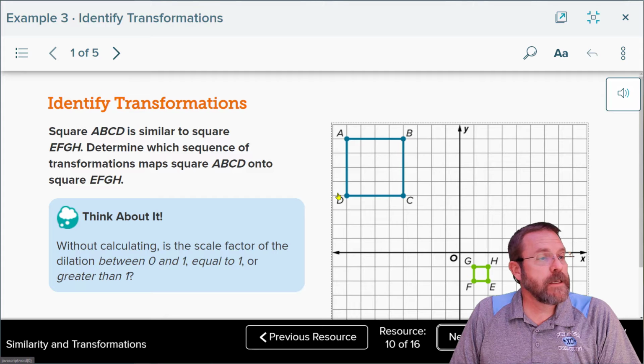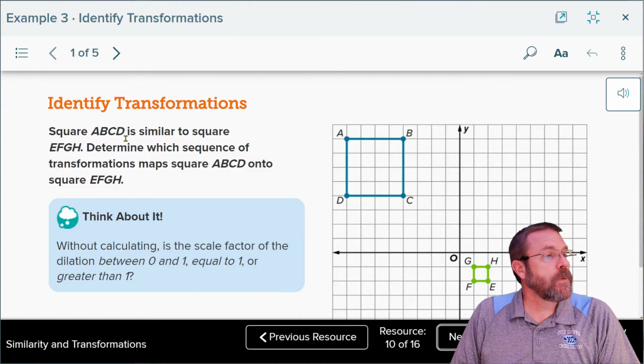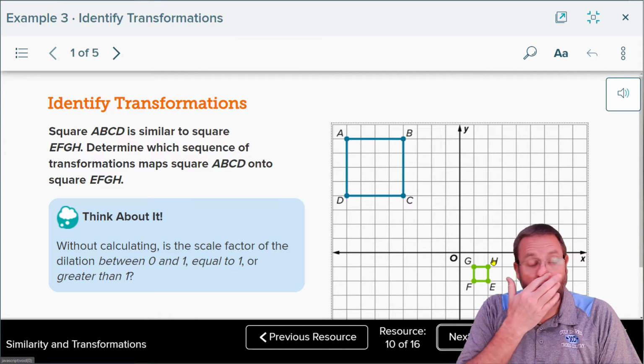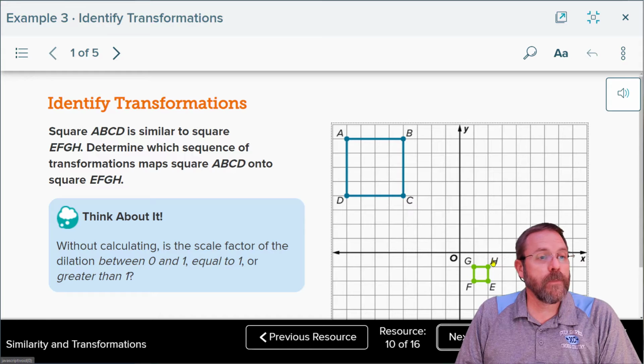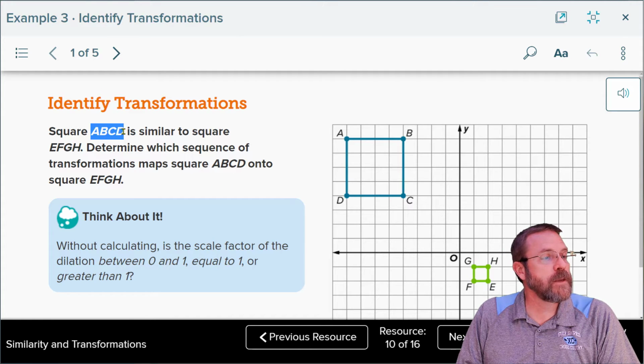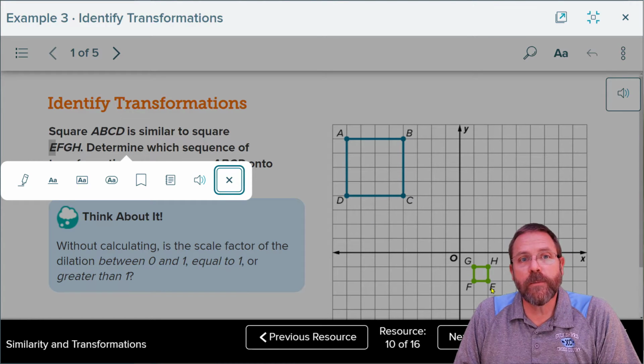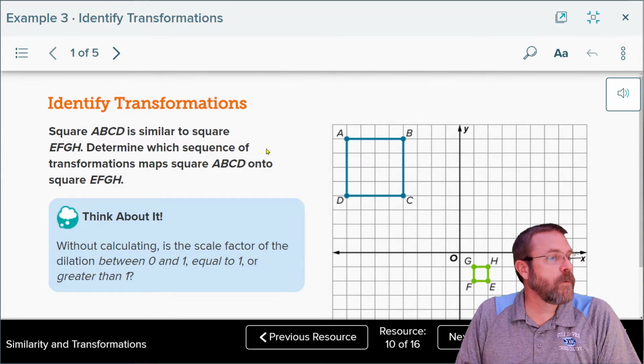Square ABCD is similar to square EFGH. So right there we know that they're similar. But I also noticed that they were rotated. If you take a look at the order that is given, A right here started in the top left. Wow, E right here, it started in the bottom right. So there was a rotation that took place to get the orders to line up that way.